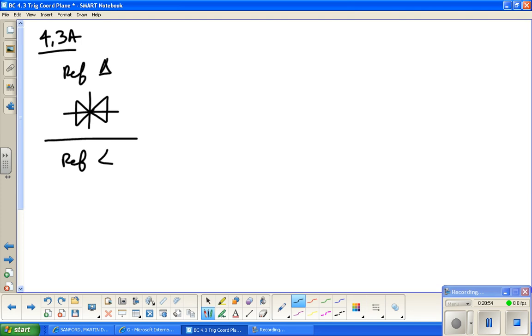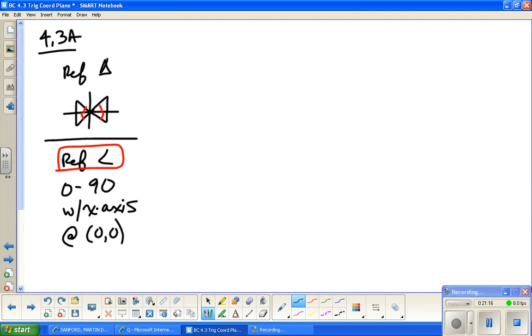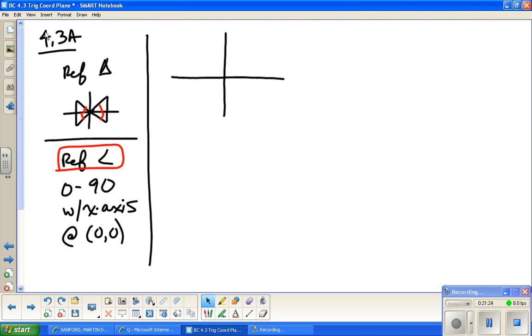Reference angle has to be between 0 and 90, has to be made with the x-axis, and similarly always positive. Okay, so the reference angle is always one of these 4 angles. Oh, yeah, the other part, this was at the origin. Vertex is at the origin.